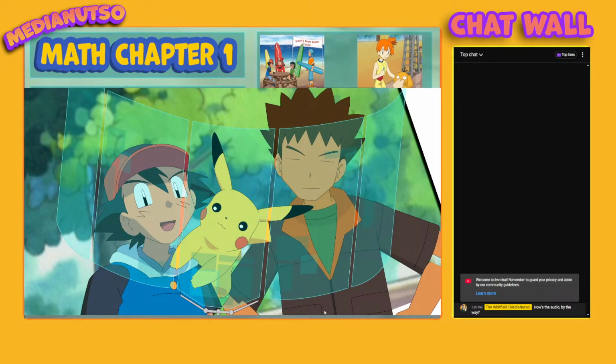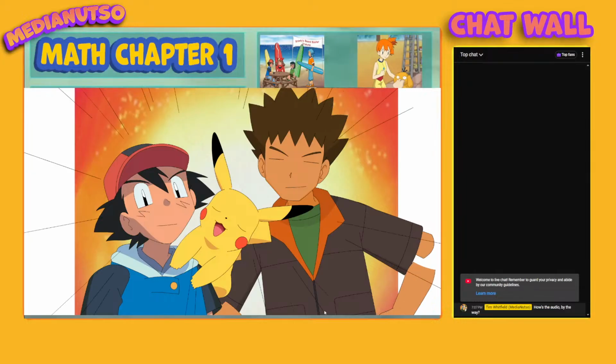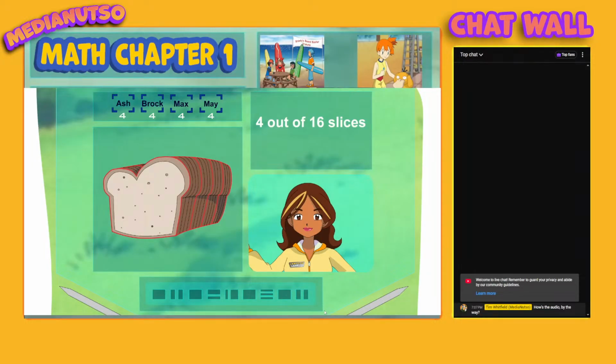But Ada, what about all of the slices? Good question. Let's take a closer look. How many slices do you see in each one of these 4 sections? Let's see. There are 1, 2, 3, 4. 4 slices in each section. Right. So each person would get 4 slices. How many slices are there in all? 16. Exactly.